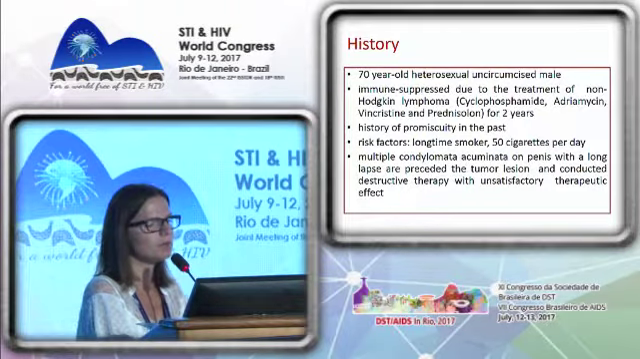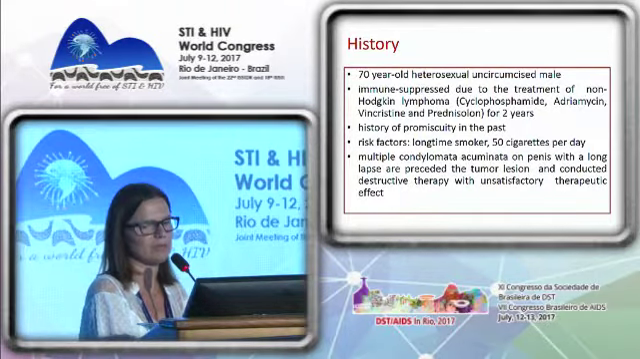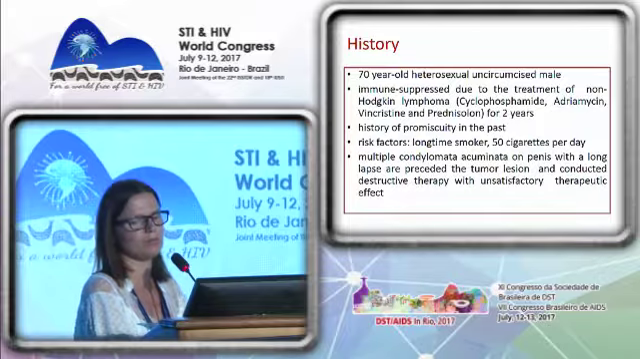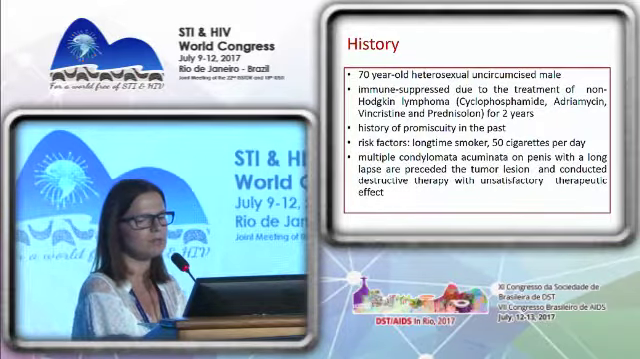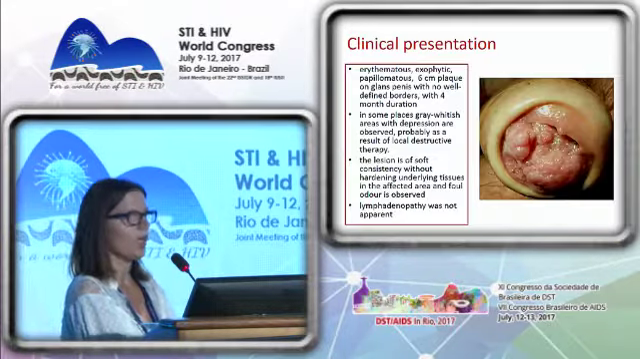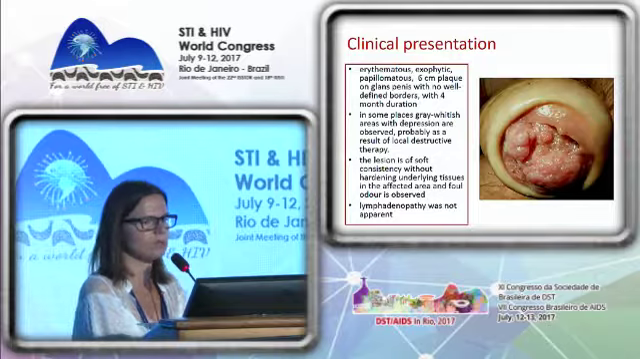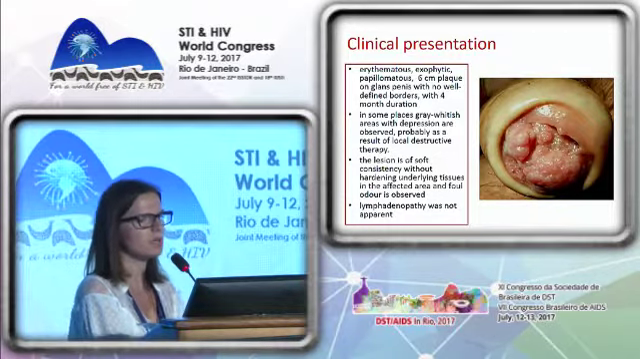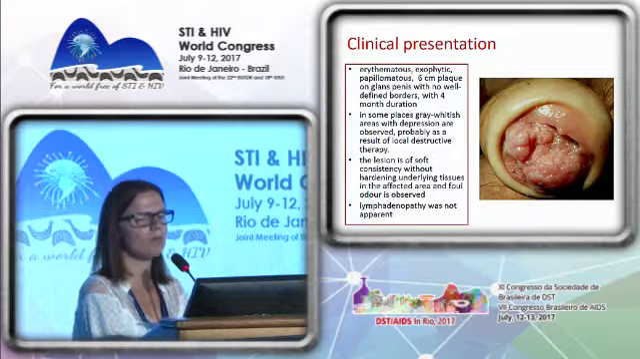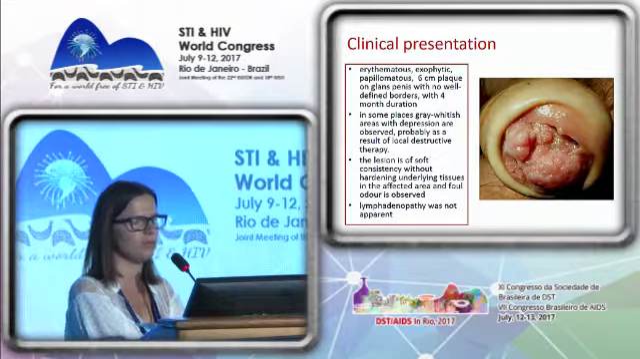He reported multiple condylomata acuminata on the penis, with a long lapse at the place where the tumor is, and treatment with different topical modalities was with unsatisfactory effect. This is the clinical presentation of the tumor. You can see the erythematous exophytic papillomatous 6 centimeter plaque on the glans penis with no well-defined borders.